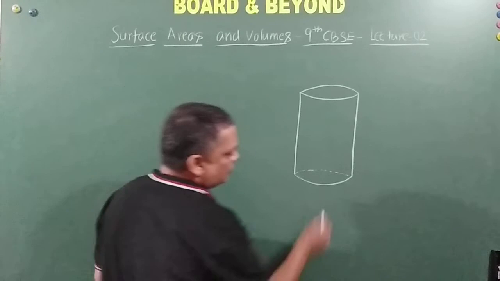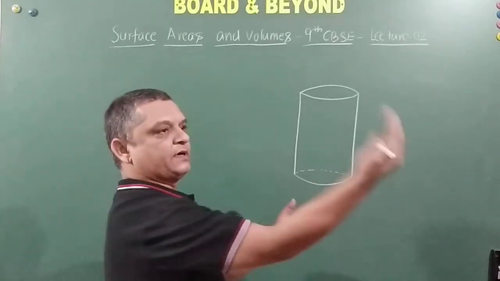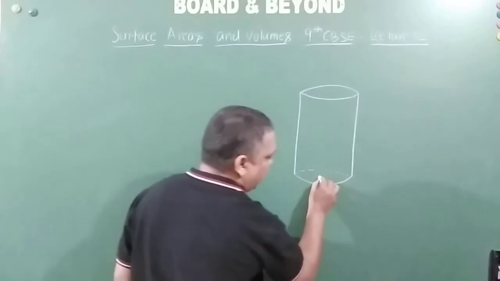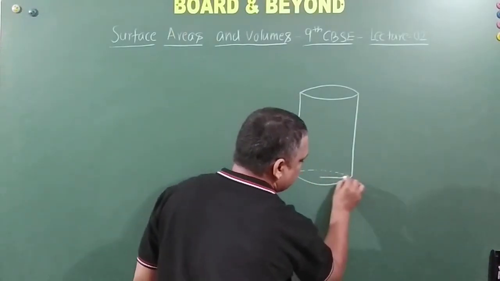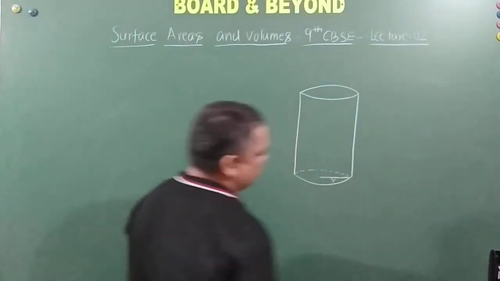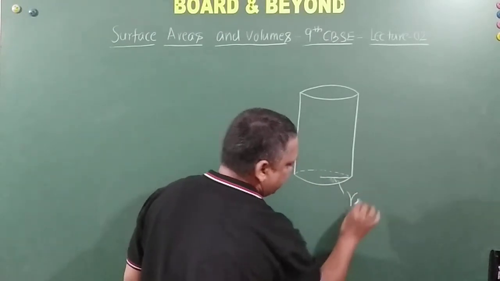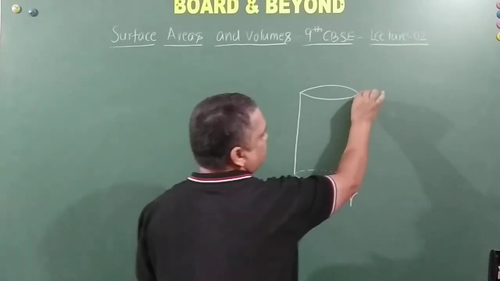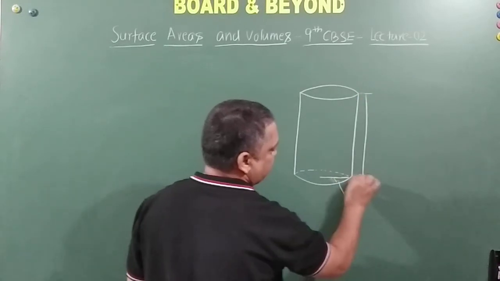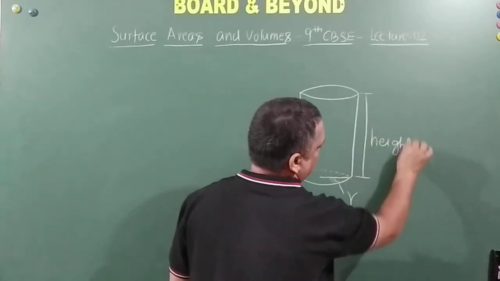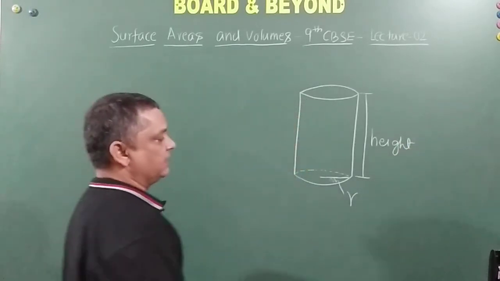Right. So a cylinder has got a curved surface, right? It's a circular surface that it has got, right friends? And if this is the center, then this is your radius. Let me write it bigger here, radius, right? And this is called the height, height of a cylinder, right?